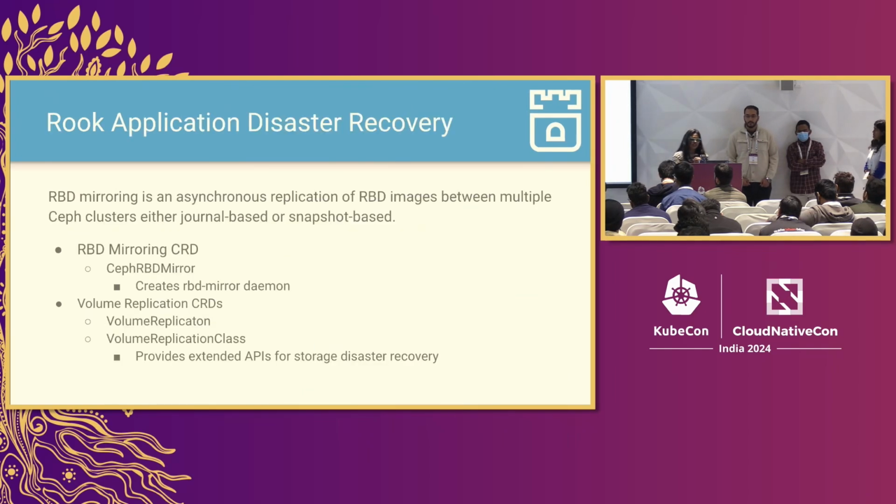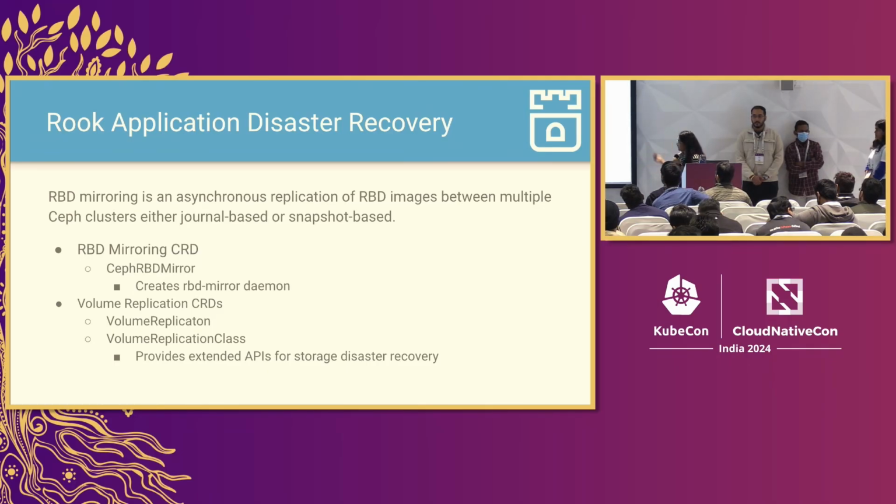Next slide. So here it is. Talking about the Rook application for disaster recovery, RBD mirroring is an asynchronous replication of RBD images between multiple clusters. It is either journal based or snapshot based. You can read more about the difference between journal based and snapshot based in the Rook documentation. It is clearly mentioned there. We have RBD mirroring CRDs, where when we create the Ceph RBD mirror CRD, it creates an RBD mirror daemon in the provisioner and in the cluster, and that mirror daemon takes care of enabling and disabling the replication, so that we can process the disaster recovery.